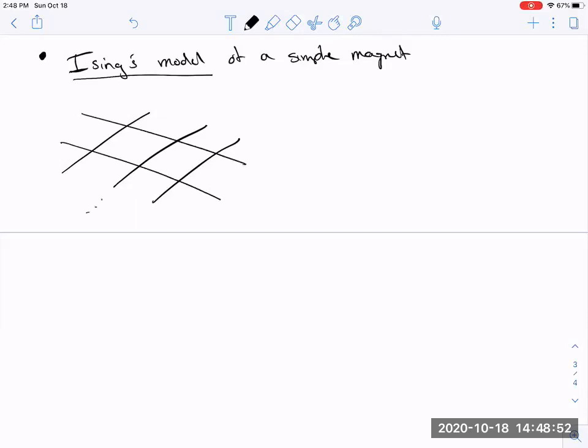Like so, where these extend further into space. And at each one of the intersections on this, say, square lattice, sits a spin that could be pointed in the up or down direction. Like so. So that is a spin.